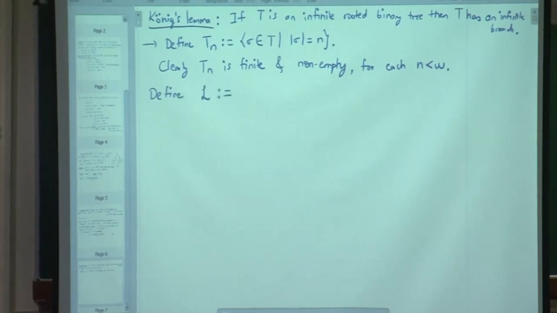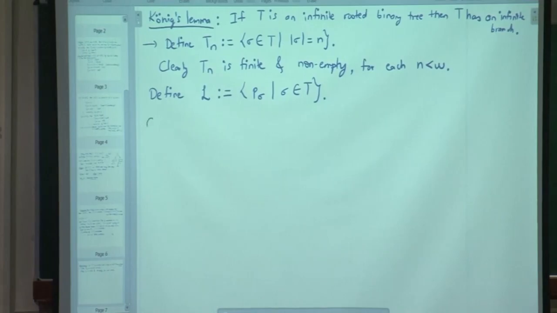Define L. What is L? Our language L to be P sub sigma such that sigma belongs to T. So we have taken a set of propositional variables, one variable for each node of the tree. So this is a countable language.